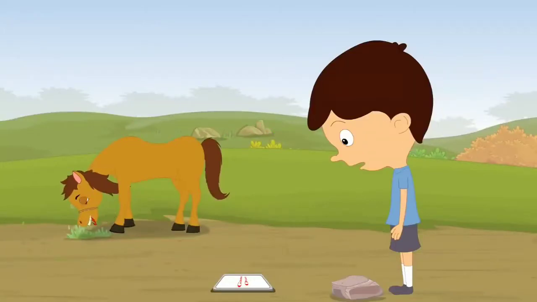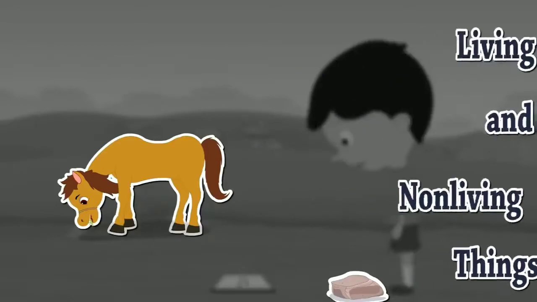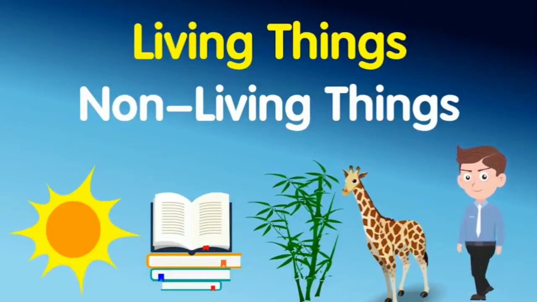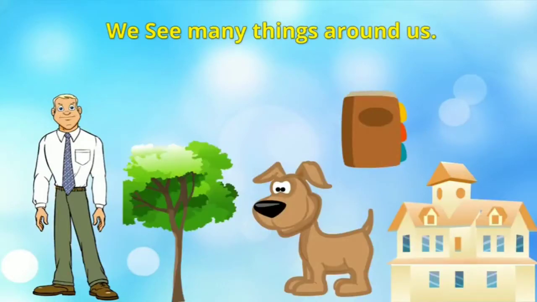Hi students, today we are going to learn living and non-living things. What do you mean by living and non-living things? In this video we discuss. We see many things around us like human, book, dog, house, trees, etc. These are some living and non-living things. How to differentiate living and non-living things? Now I explain.